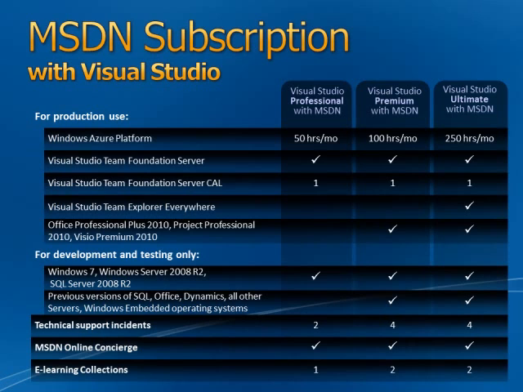You do also get access to some products for development and testing purposes only. So you're really getting access here to products that form part of the Windows Server system. So for instance, Windows 7, Windows Server, SQL Server. This isn't a full list of products, but it is some of the ones that you can use. But the limits here are that they can only be used for development and testing. They cannot be used on production servers. You'll also see here you get a number of technical support incidents, access to the online concierge and some of the e-learning collections.